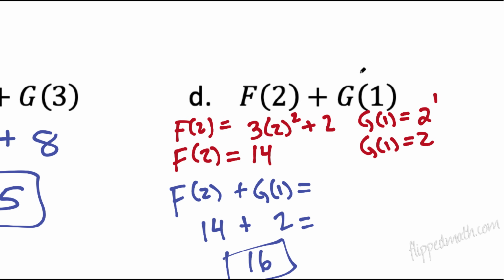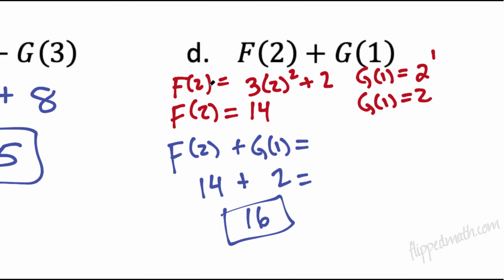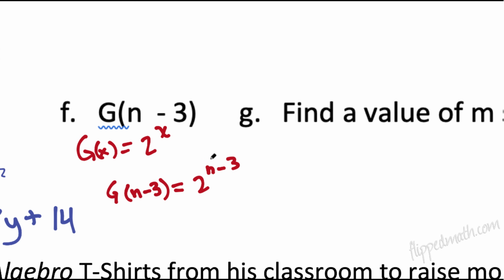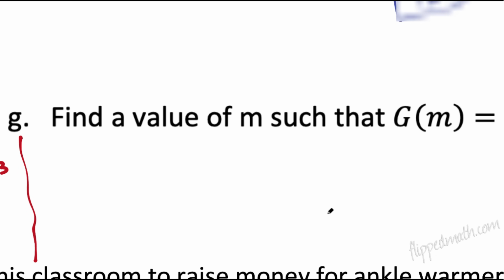Okay, welcome back. We're looking at D. You got to plug a 2 into F, you got to plug a 1 into G. These are two values you get. Hopefully you got a 16 for that one. Next question. Okay, for F, g of x equals 2 to the x. So g of n minus 3, you just plug an n minus 3 in where the x is. Can you simplify it anymore? No, you can't. So you're done there.